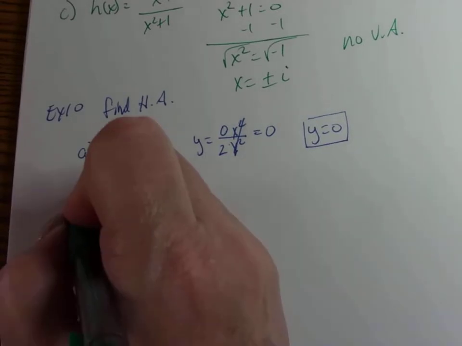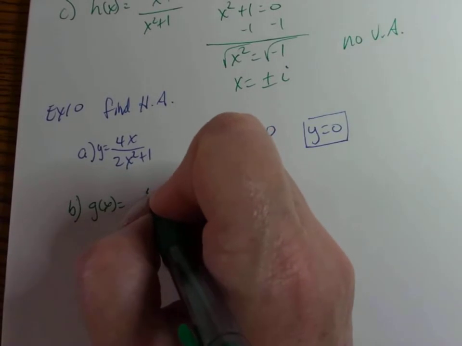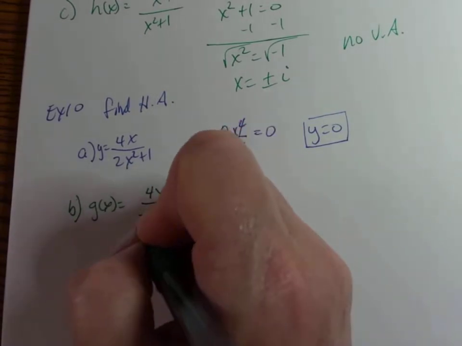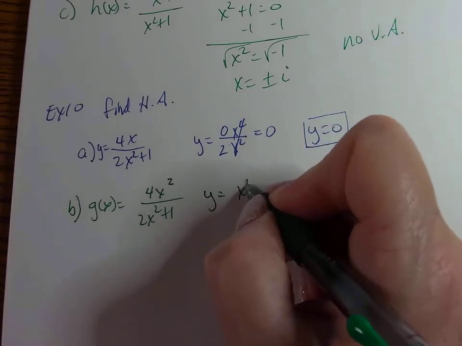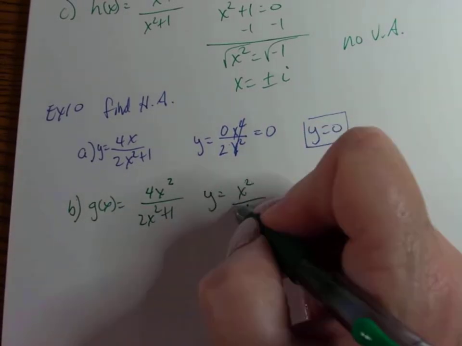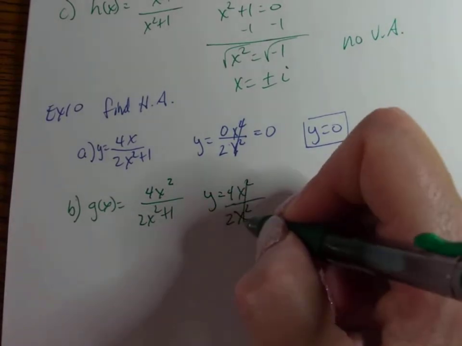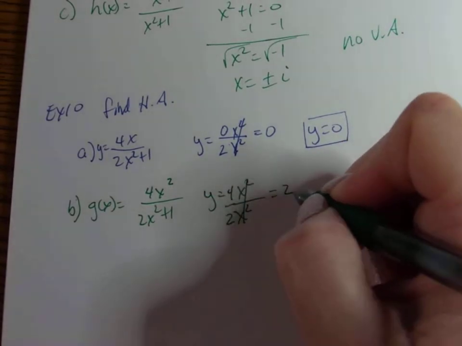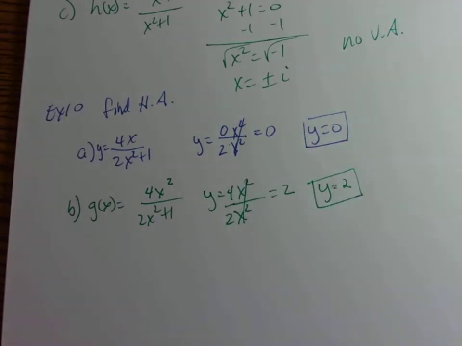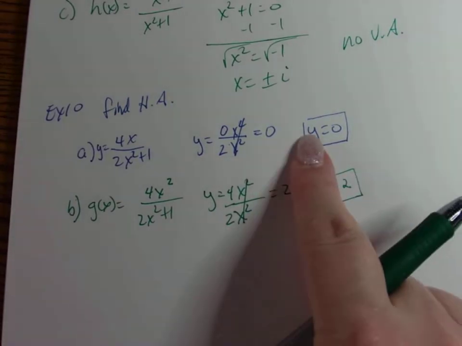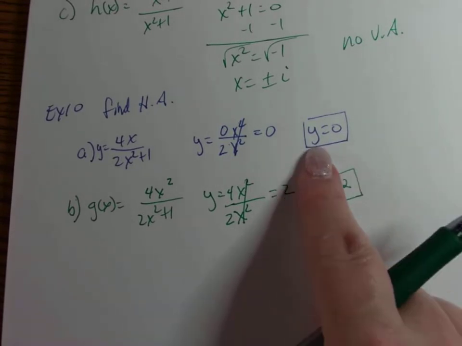All right, let's do B. We have g of x equal to 4x squared over 2x squared plus 1. So again, y equals, x squared is still our highest degree. On the top, we have 4. On the bottom, we have 2. The x squareds cancel. 4 divided by 2 is 2. So y equals 2 is your horizontal asymptote. These do have to be in the form of y equals. It's not just equal to 2, it's y equals 2 or y equals 0.